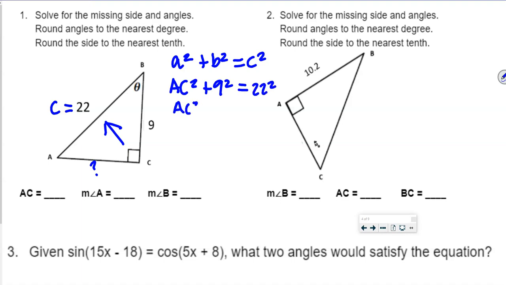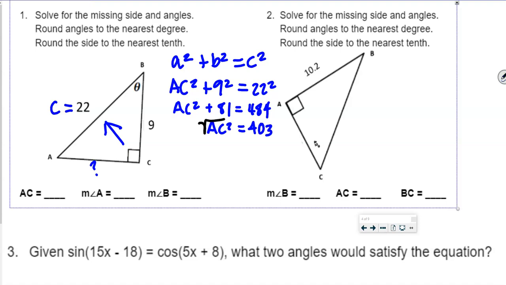So this is going to be AC squared plus 81 equals 484. Subtract the 81 from both sides, so AC squared is equal to 403. Recall that we don't want AC squared, we want AC, so we got to take the square root of both sides, right? So AC is going to be equal to 20.1. So I'm going to put my 20.1 right there.